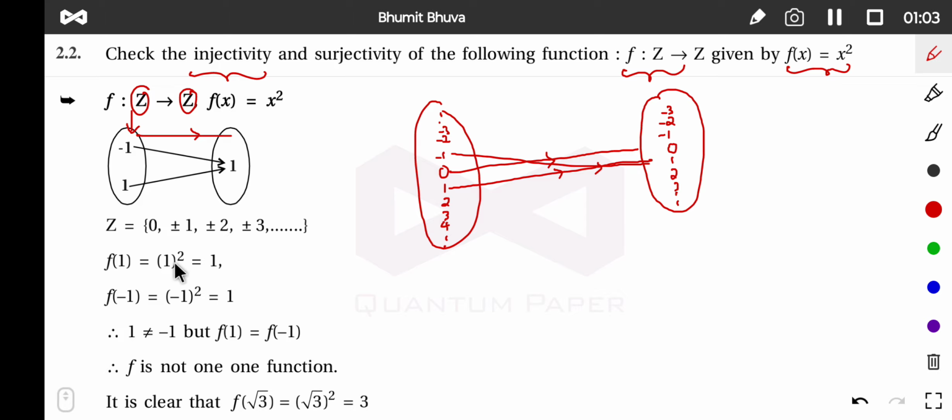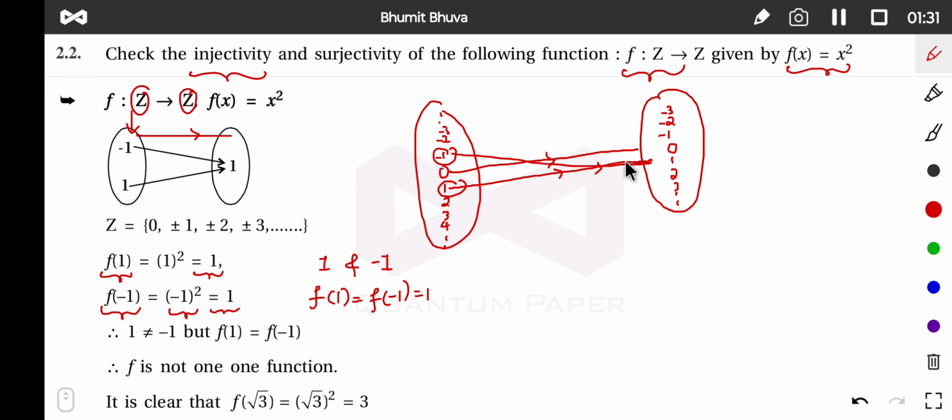So we have two different elements, 1 and -1. The answer of f(1) is 1, and the answer of f(-1), that is (-1)², is also 1. Two different elements, 1 and -1, have the same image. So f(1) = f(-1) = 1. That means two different elements are mapping to the same number 1. That means this function is not one-one.